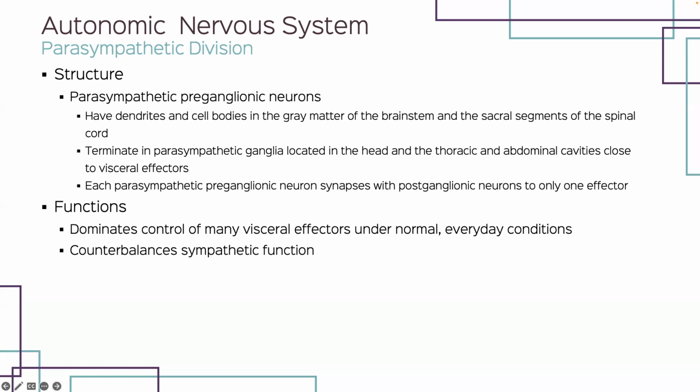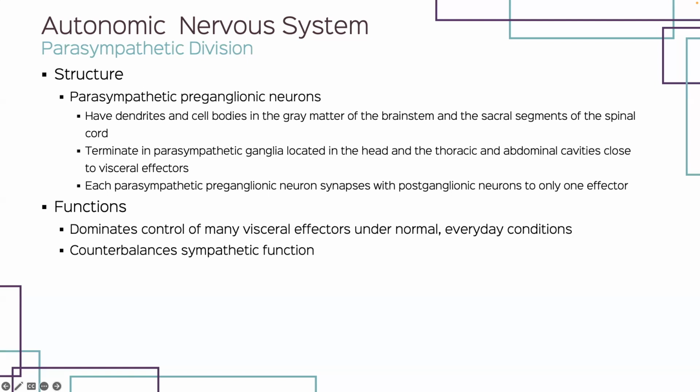The dendrites and cell bodies of the parasympathetic postganglionic neurons will lie in these outlying parasympathetic ganglia, and then their short axons extend into the nearby structures. Therefore, each parasympathetic preganglionic neuron synapses only with postganglionic neurons to a single effector. This stimulation frequently involves a response by only one single organ.